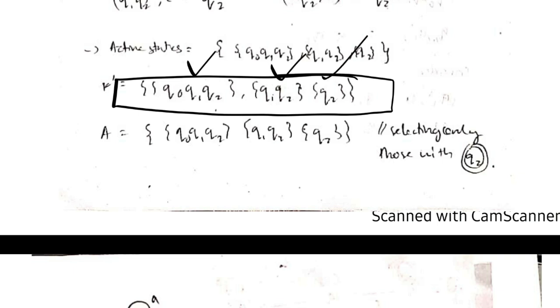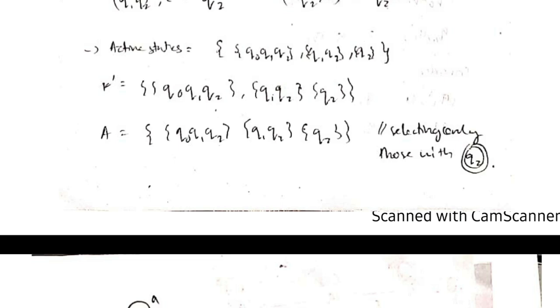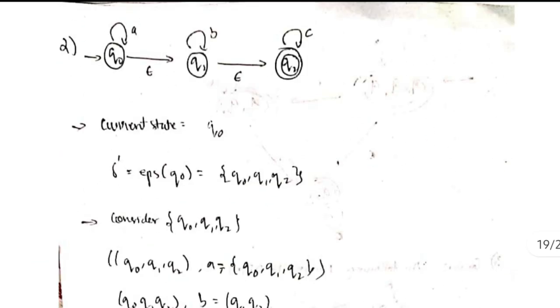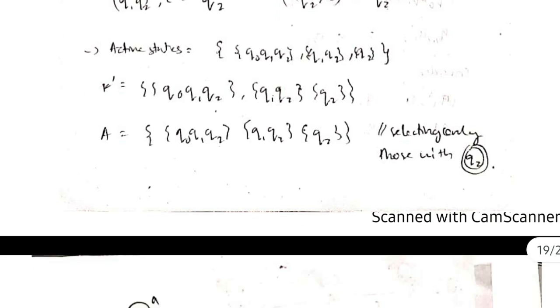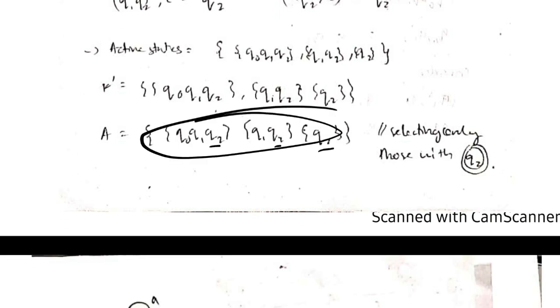Now we'll select those states which have q2 in them as the final state. Why are we selecting q2? Because it is the final state. So therefore we will see which all states have q2, this has and this has and this has. So therefore three are the final states.